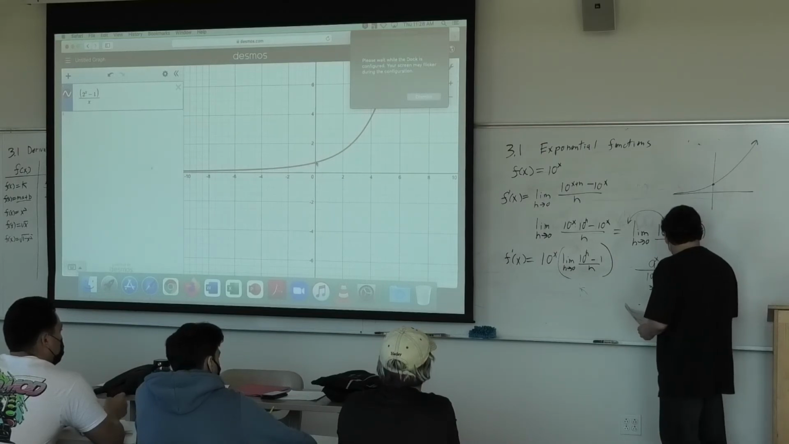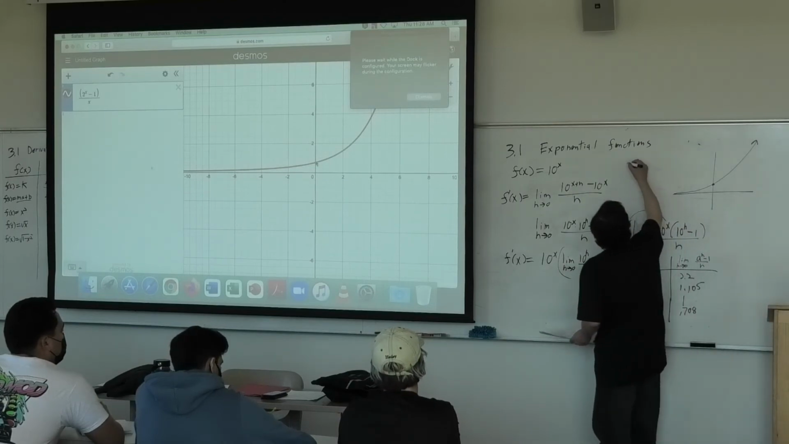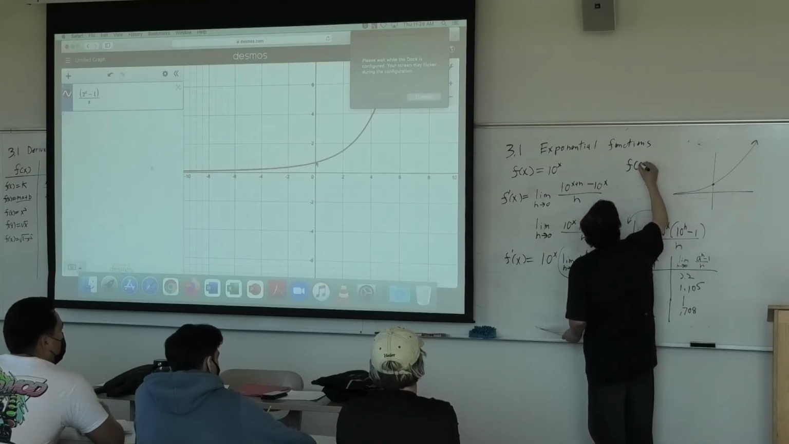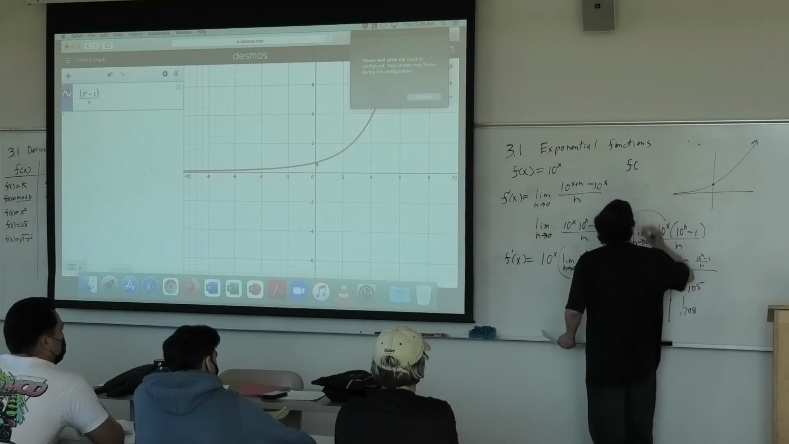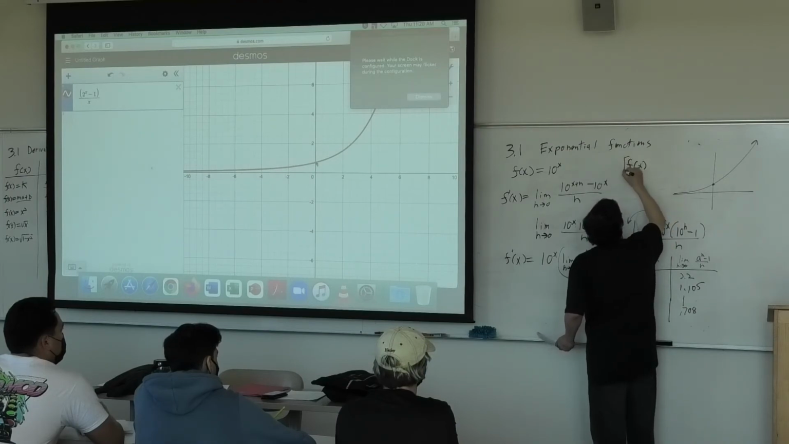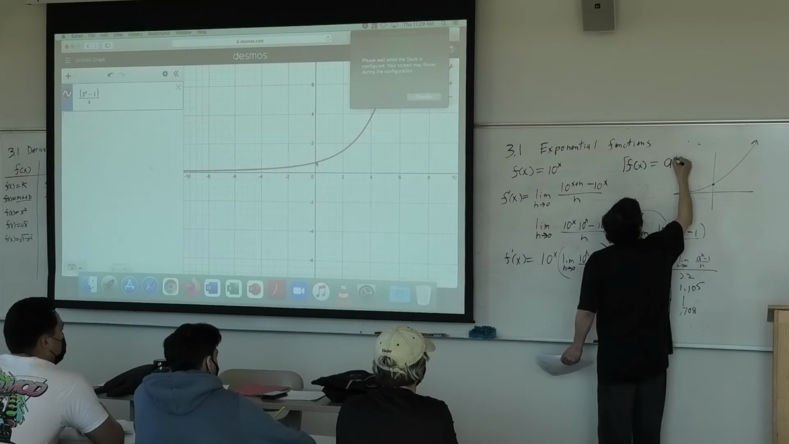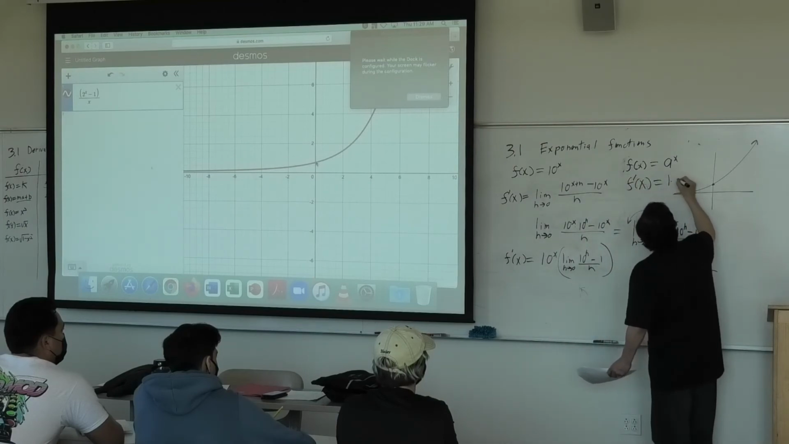So I'm looking for one function where the derivative is just going to equal 1 times a to the x. And I want to know what a is.